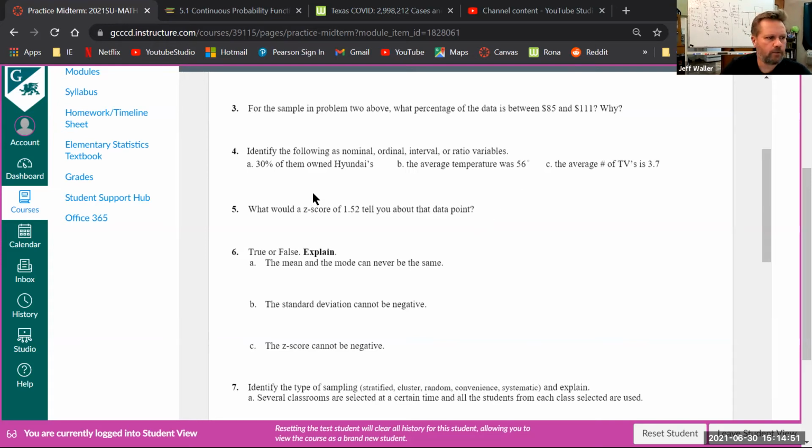What about number 5? This is related to the one I told you I was going to ask you every single time. What would a z-score of 1.52 tell you about the data point? That the data point is 1.52 standard deviations away from the mean. Beautiful. Lovely. You could also, instead of saying away, say above, because it's positive, but away is perfect.